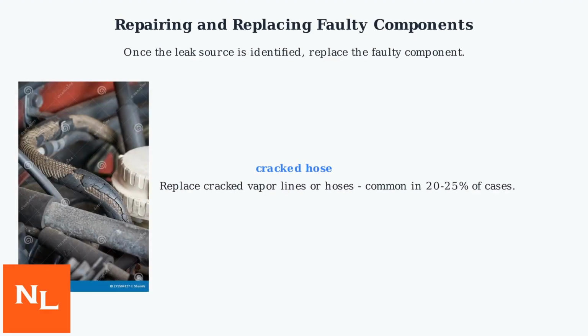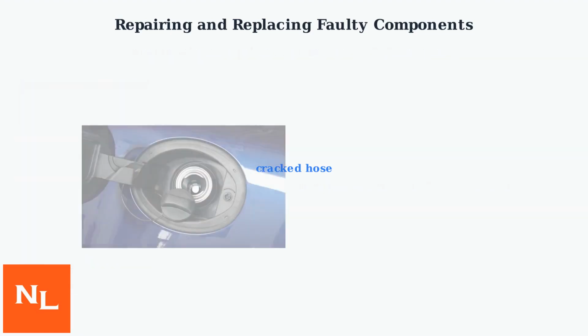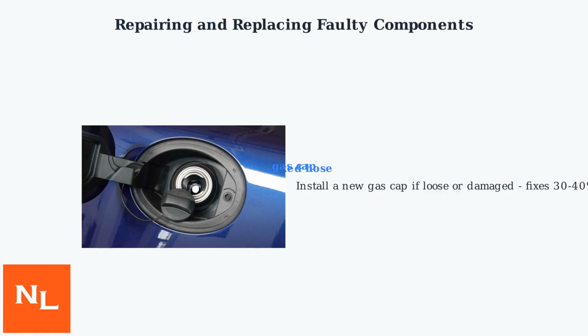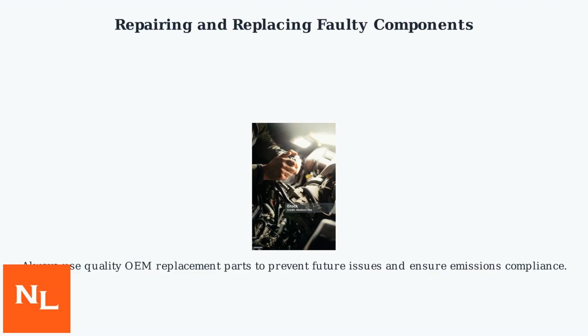Once you've identified the source of the leak through inspection or smoke testing, the next step is to replace the damaged component. The gas cap is the simplest fix. Replace it if it's loose or damaged. This resolves the issue in about 30 to 40% of cases. Faulty purge or vent valves can also cause the code. Replace them if they're stuck or malfunctioning, accounting for 15 to 20% of cases. Use quality replacement parts, preferably OEM components, to avoid recurring leaks and maintain emissions standards.